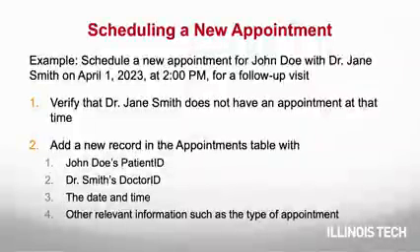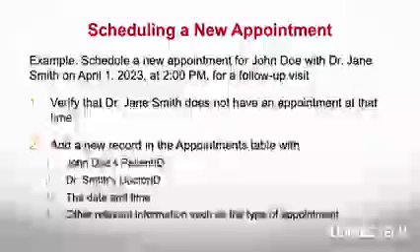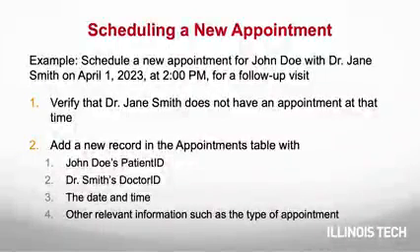Let's talk about scheduling a new appointment. So let's suppose that John Doe wants to schedule a new appointment with Dr. Smith for April 1st, 2023 at 2 p.m. for a follow-up visit. So the first step that we would do is verify that Dr. Smith does not have an appointment at that particular time, which means look through the table of appointments for all of the appointments for Dr. Smith on April 1st at 2 p.m. If you find any such records, then this appointment cannot be made.